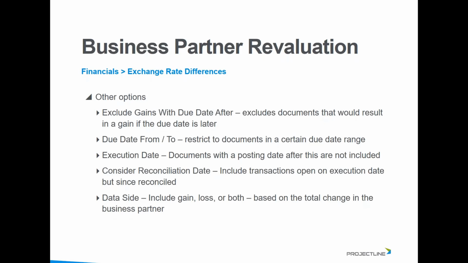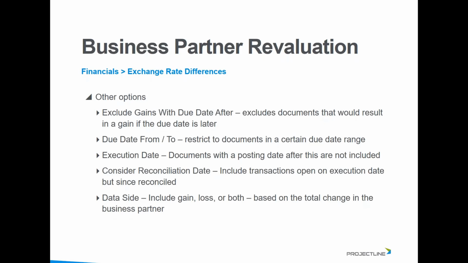Execution date, we've already seen, but it's important to note that documents after this posting date are not included. I'm running this October 31st, so all of my November invoices are not going to get a revaluation. Sorry, it's the business partner that will not get a revaluation based on my November invoices.